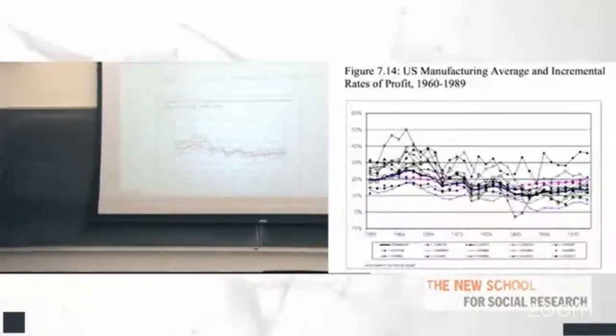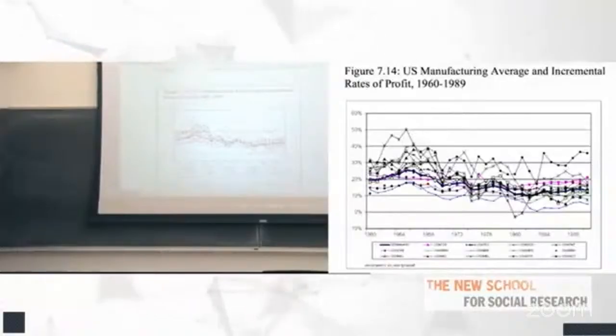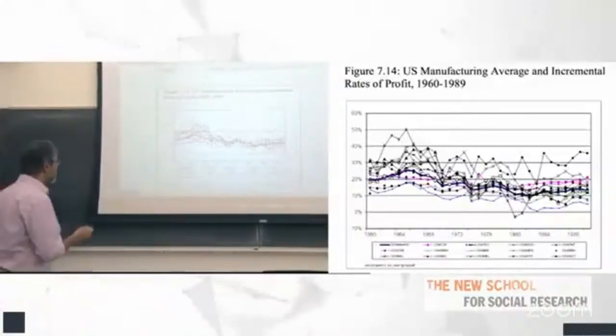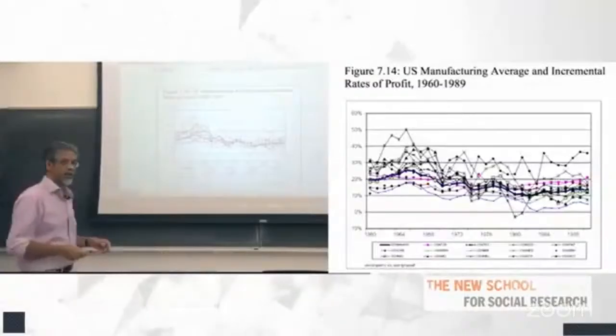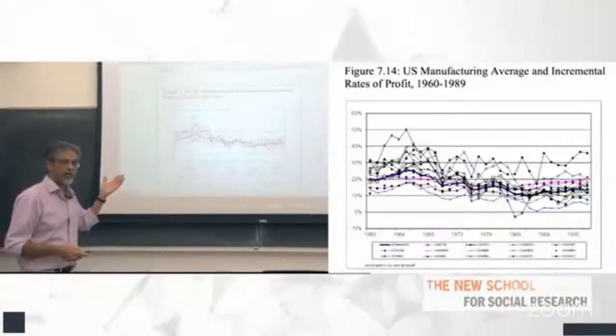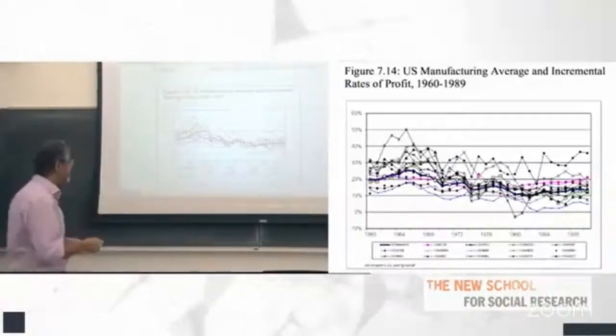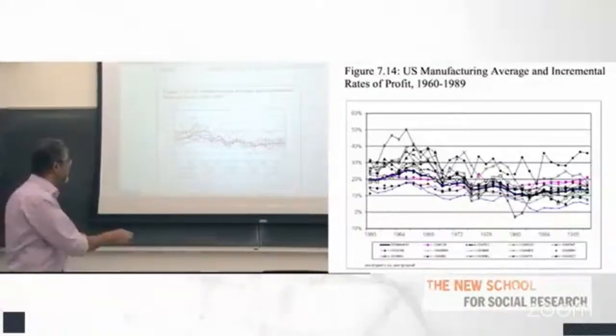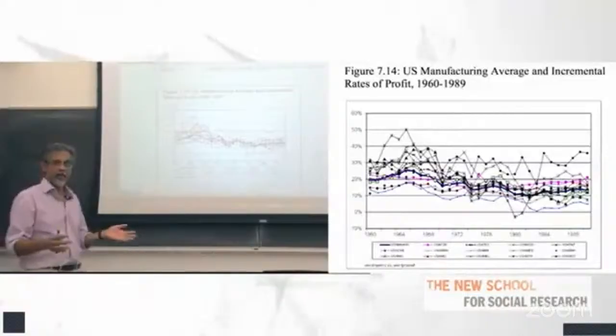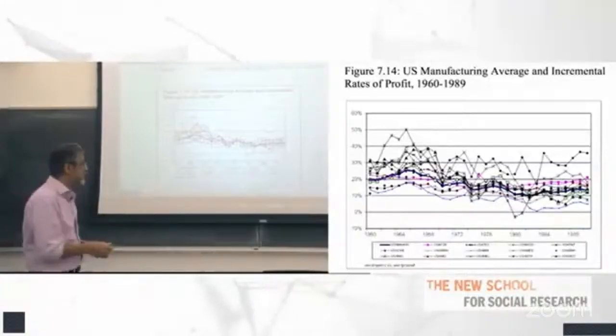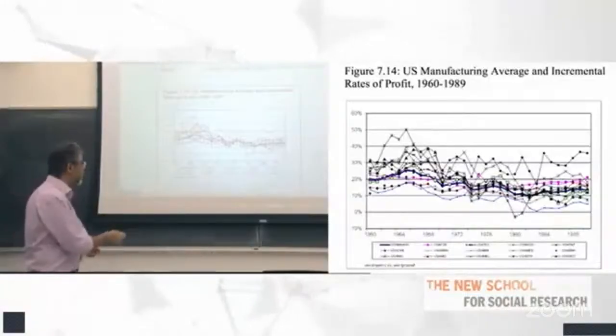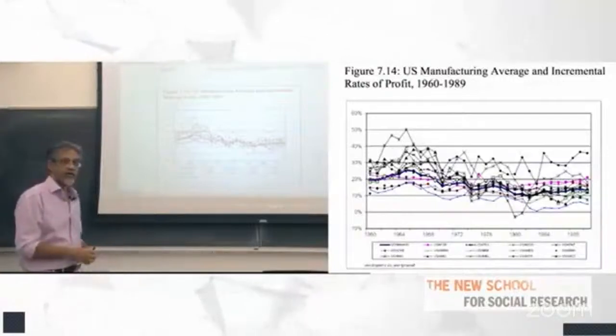I subsequently did manufacturing rates of profit in the United States from 1960 to 89. This data is available on the BEA website. And again, you see the average profit rates are close to each other, but they don't cross over. You can see ones that stay far away, and you see a lot of clustering, so they're not unrelated to each other, but they're not equalized either. And this is the foundation for all the studies trying to explain why profit rates are not equalized.